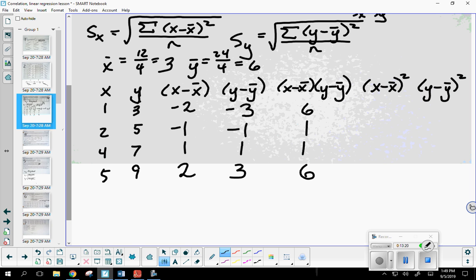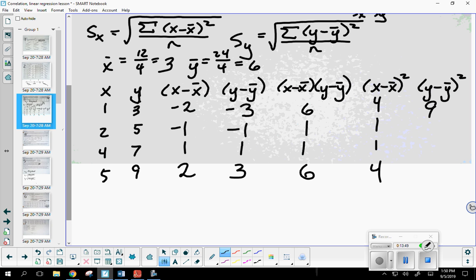Now what I need to do is take the difference of a term and the mean, squared. So we're going to take all these terms and square them. So negative 2 squared, 4. Then negative 1 squared, 1. Then 1 and 4, right? And now I want to do the same thing for the fourth column. I want to square all of those. So negative 3 squared.